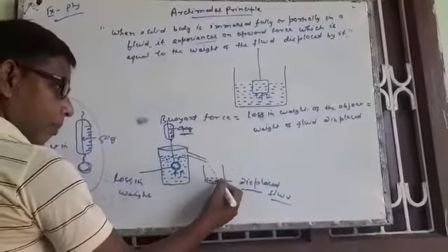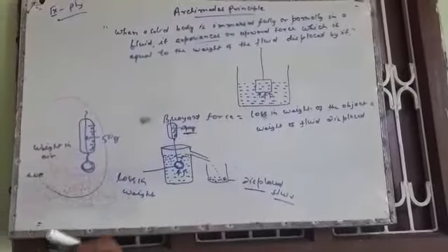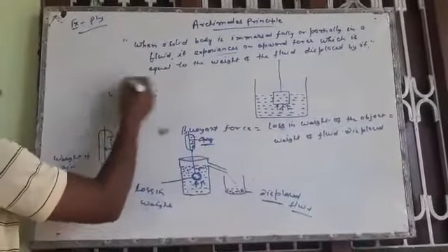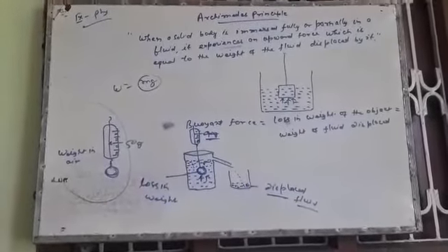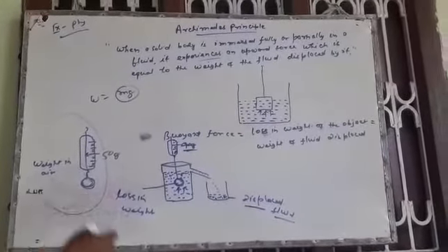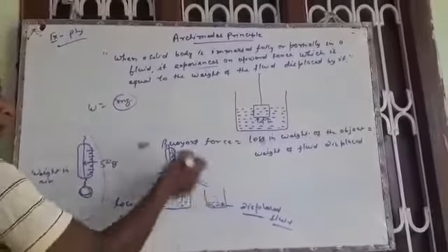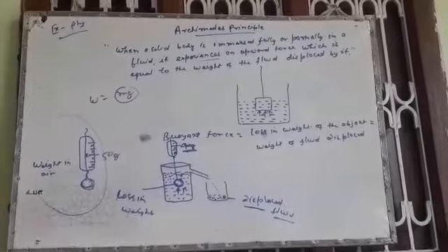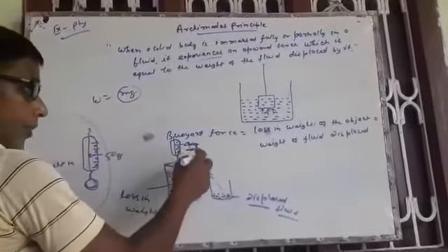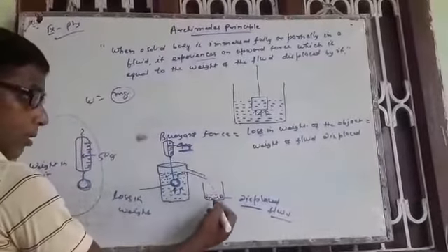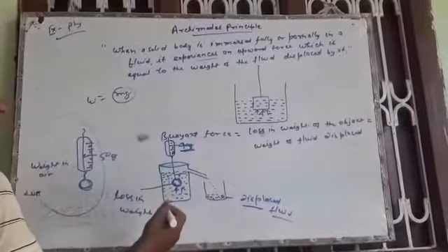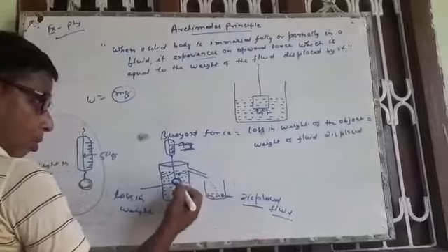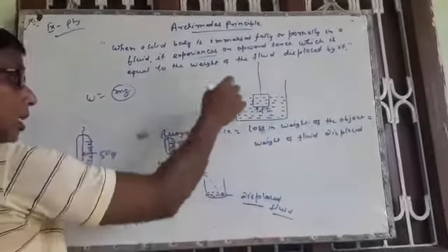We measure the mass, but this mass is converted into weight, because you know that weight equals M into G. Weight is the product of mass and acceleration due to gravity. So if we measure 10 gram, we multiply by G, that is 980 centimeter per second square, and it gives the weight in Newton. So the weight of the liquid displaced by that solid is equal to the loss in weight. So this is Archimedes principle.